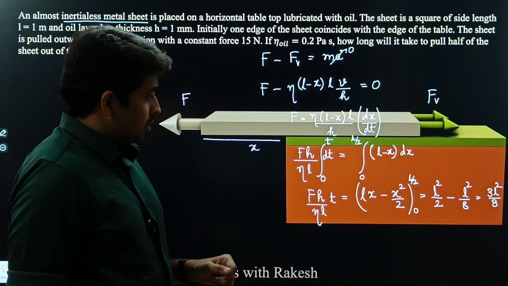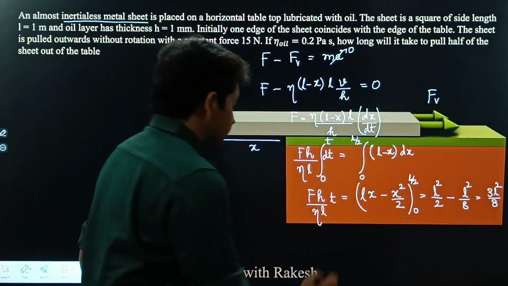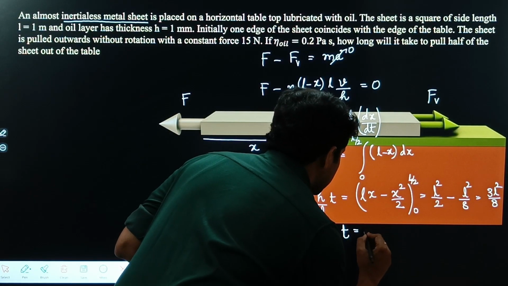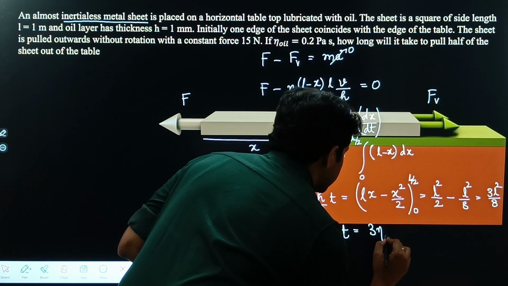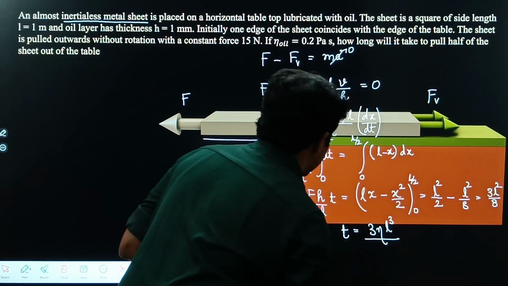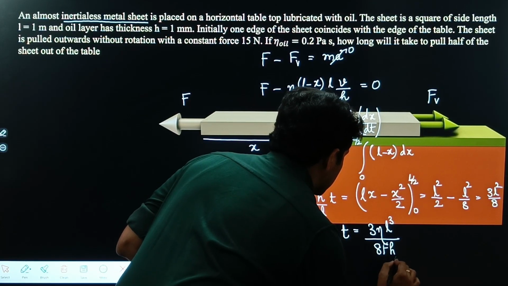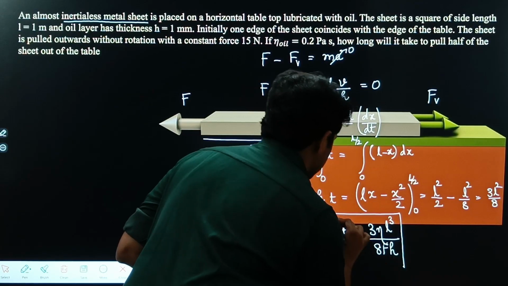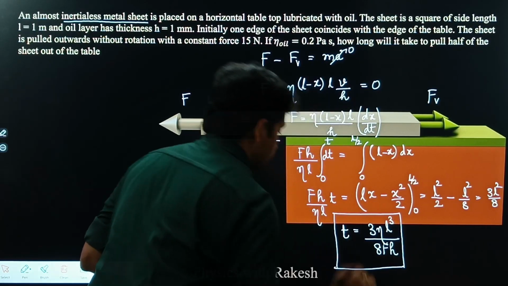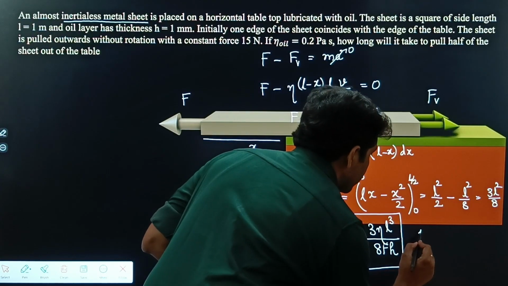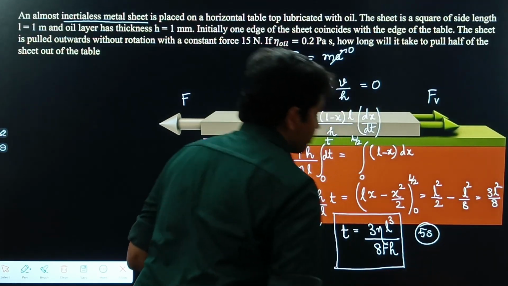So what will be the time? Tell me from here. This time t equal to 3 eta L cube divided by 8F into H. If you put in the values and calculate, this comes out to be 5 seconds.